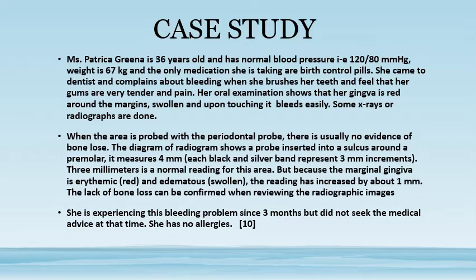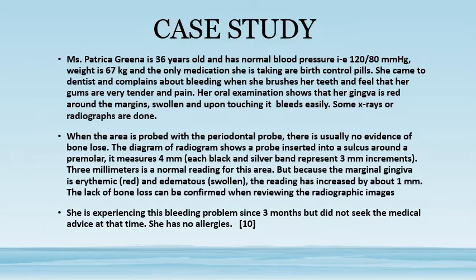Her oral examination shows that her gingiva is red around the margin, swollen, and bleeds easily upon touching. Some X-rays and radiographs are done. When the area is probed with a periodontal probe, there is usually no evidence of bone loss. The diagram of the radiogram shows a probe inserted into a sulcus around a premolar.